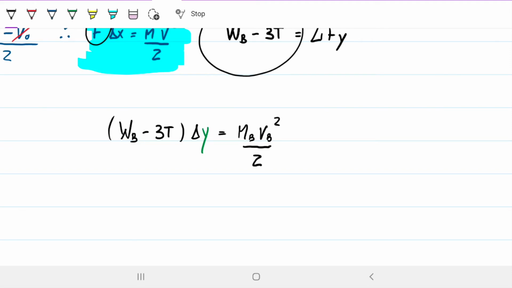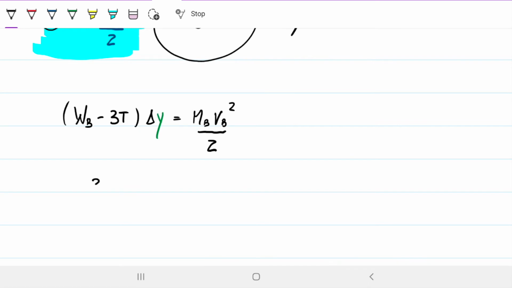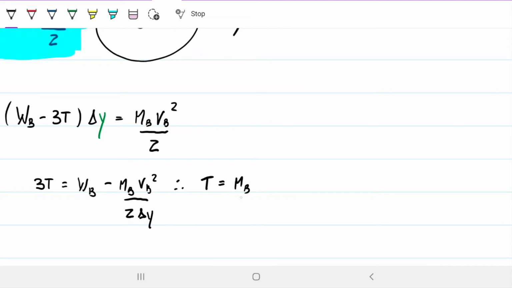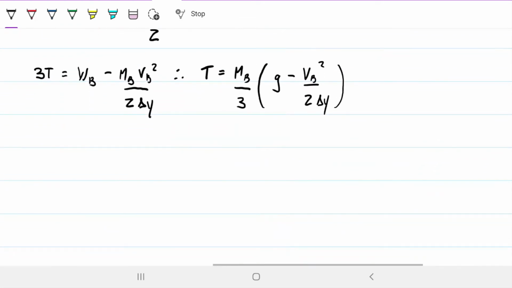So we can algebraically say that 3 times my tension will be equal to the weight of B minus the mass of B times VB squared divided by 2 delta y. Therefore my T, since there's mass of B here and mass of B there, is just mass of B divided by 3 multiplying gravity minus VB squared over 2 delta y. Now we just solve this for T and we're going to get our answer.